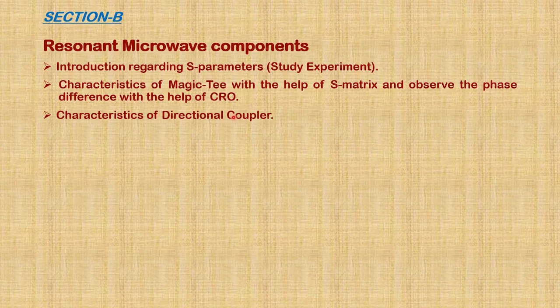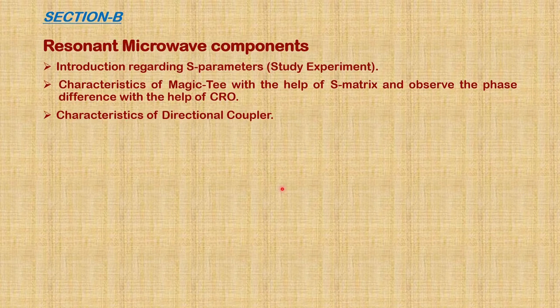Next experiment is directional coupler. A directional coupler consists of two transmission lines. One is the main line and the second one is the auxiliary line. These two lines are electromagnetically coupled. In general, a directional coupler is mainly used for power measurement of the incident wave and reflected wave which are transmitted through the waveguide.